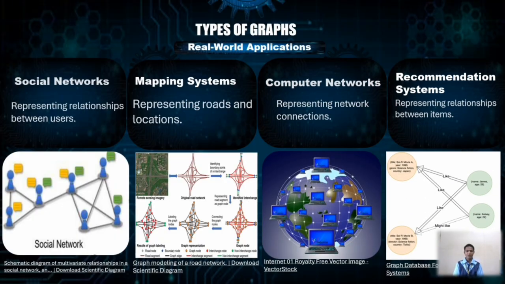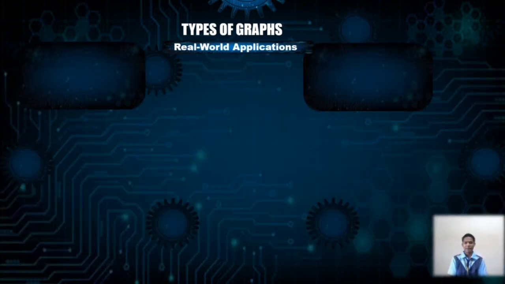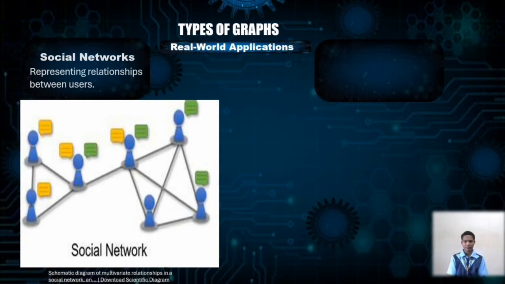Uses of graphs. Social networks represent relationships between users. Mapping systems represent grids and locations. Computer networks represent networks and connections. Recommendation systems represent relationships between items.